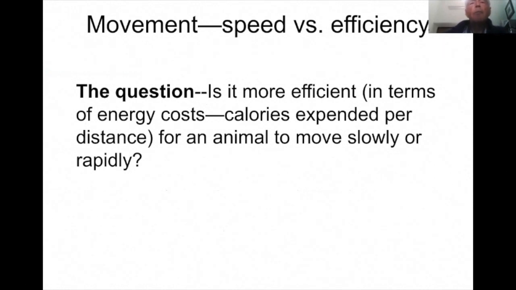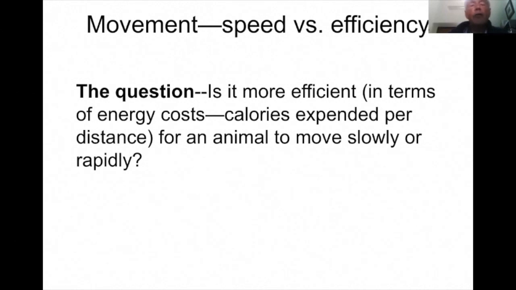Movement, speed versus efficiency. Animals move at different speeds. Some of them hardly move at all. Some of them are blindingly fast. And so the question is, is it more efficient from an energetic perspective to move fast or to move slowly? All right. Is it more efficient in terms of the energy cost, calories expended per distance, to get from here to there, wherever that is that you want to go, for an animal to move slowly or rapidly?